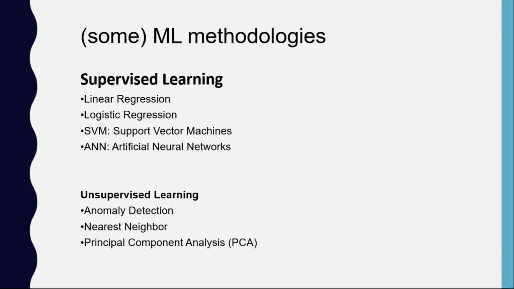Some of the methodologies that we're going to see in this training, which are actually used for machine learning, include, for supervised learning, linear regression, logistic regression, support vector machines, and artificial neural networks. These are a couple of supervised learning techniques you're going to work with. For unsupervised learning, we're going to work with anomaly detection, nearest neighbor, k-means clustering, and principal component analysis. These are a couple of unsupervised learning techniques we'll work with.